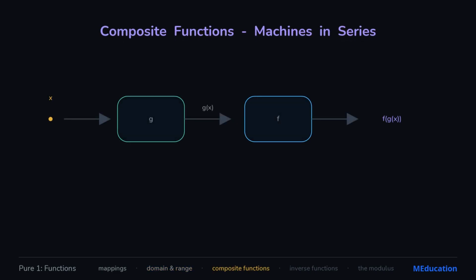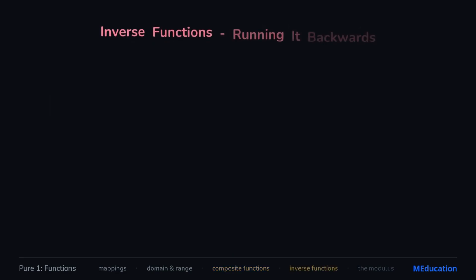Wire two machines together, and the output of the first becomes the input of the second. We write f of g of x, and the crucial point is reading order. The inner function g runs first, then f acts on whatever g produced. Right to left always. And order genuinely matters. Doing g then f usually gives a completely different answer from doing f then g. Suppose f doubles and g adds 3. Then f of g of 2 is 10, but g of f of 2 is only 7. Swap the machines, change the result.